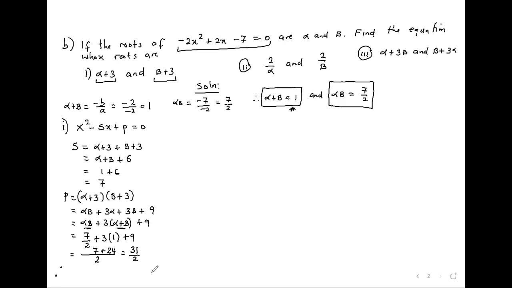Therefore, we have found the sum, we have found the product. So we can now substitute: x squared minus the sum, which is 7, x plus p, which is 31 over 2, is equal to 0. Done.